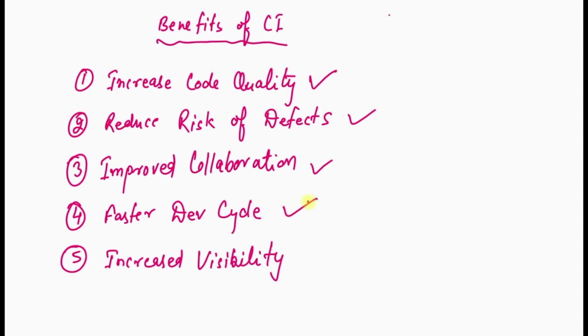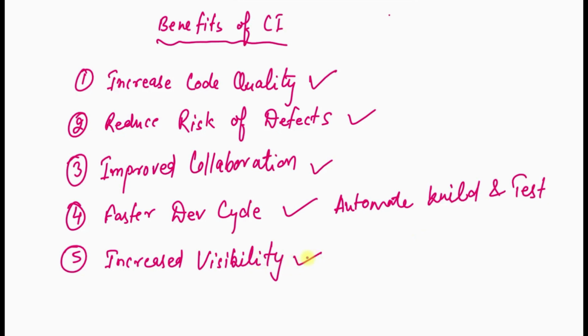Next is that it helps us speed up the development cycle. CI can help to speed up the development cycle by automating build and test. This means that developers do not have to manually build and test their code every time they make a change. This can free up developers' time so they can focus on other tasks such as writing new code or fixing the issues they found in the early stage.